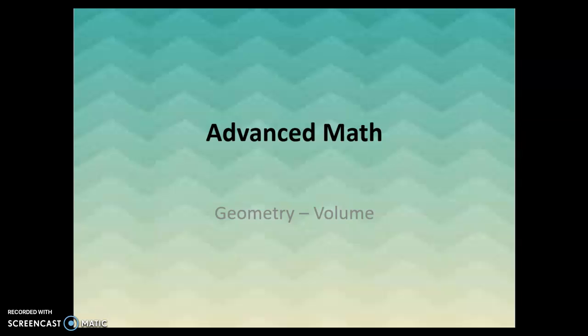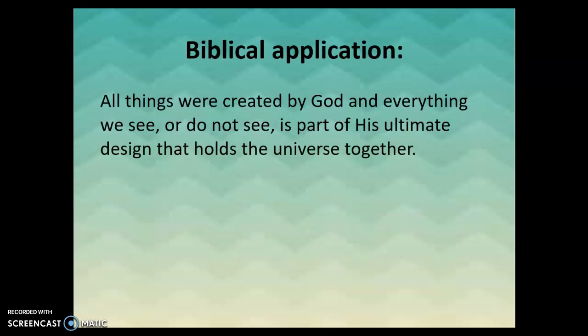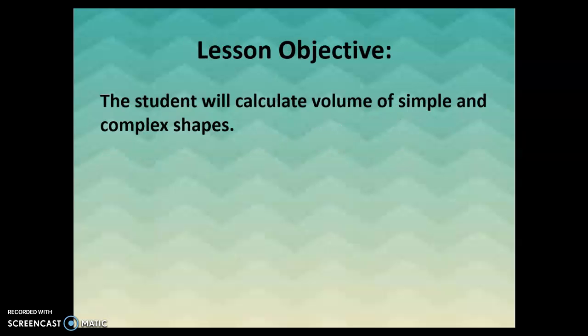As a reminder, our objective for this whole unit comes down to this: that all things were created by God, and everything that we see or we do not see is part of His ultimate design that holds the universe together. The reason that we are able to apply these formulas and rules for angles, sides, perimeter, and areas is because our God created a universe that is structured and orderly. Even though we can't see the perimeter formula, it's not like looking at a leaf change color. It's part of that unseen pattern that we use math to describe.